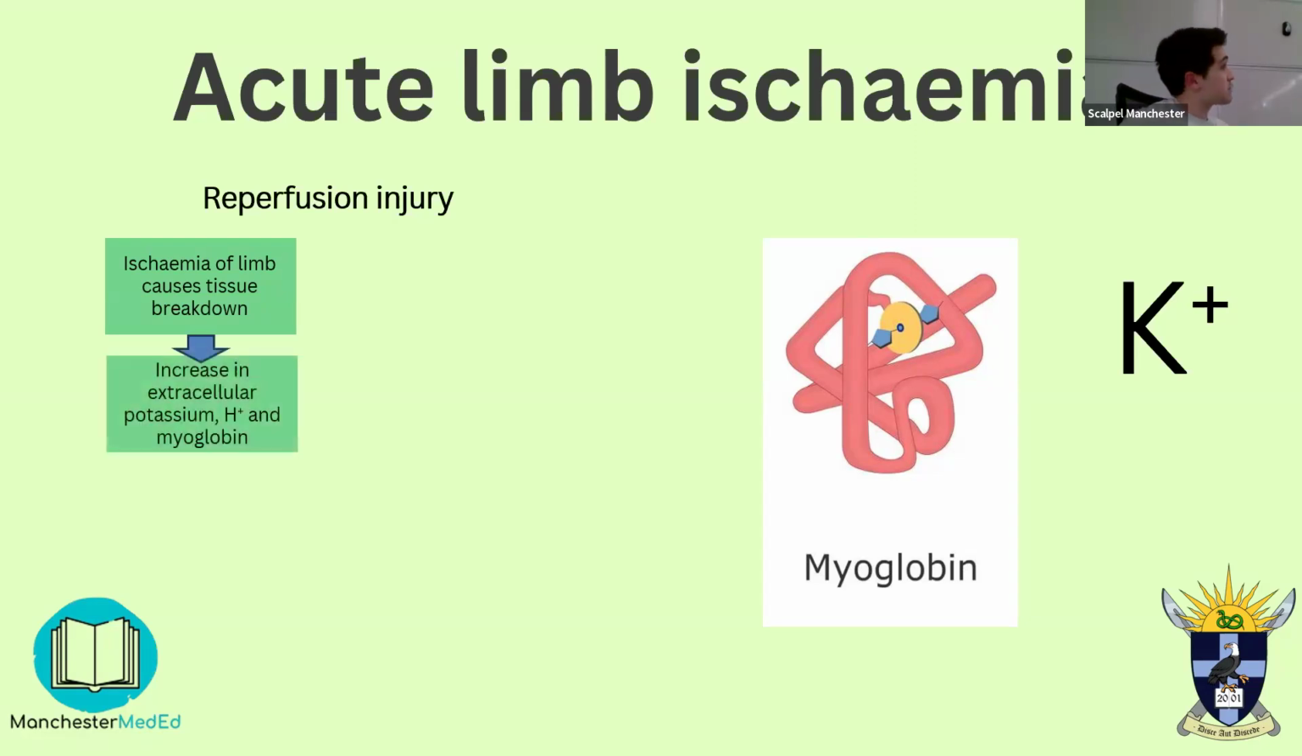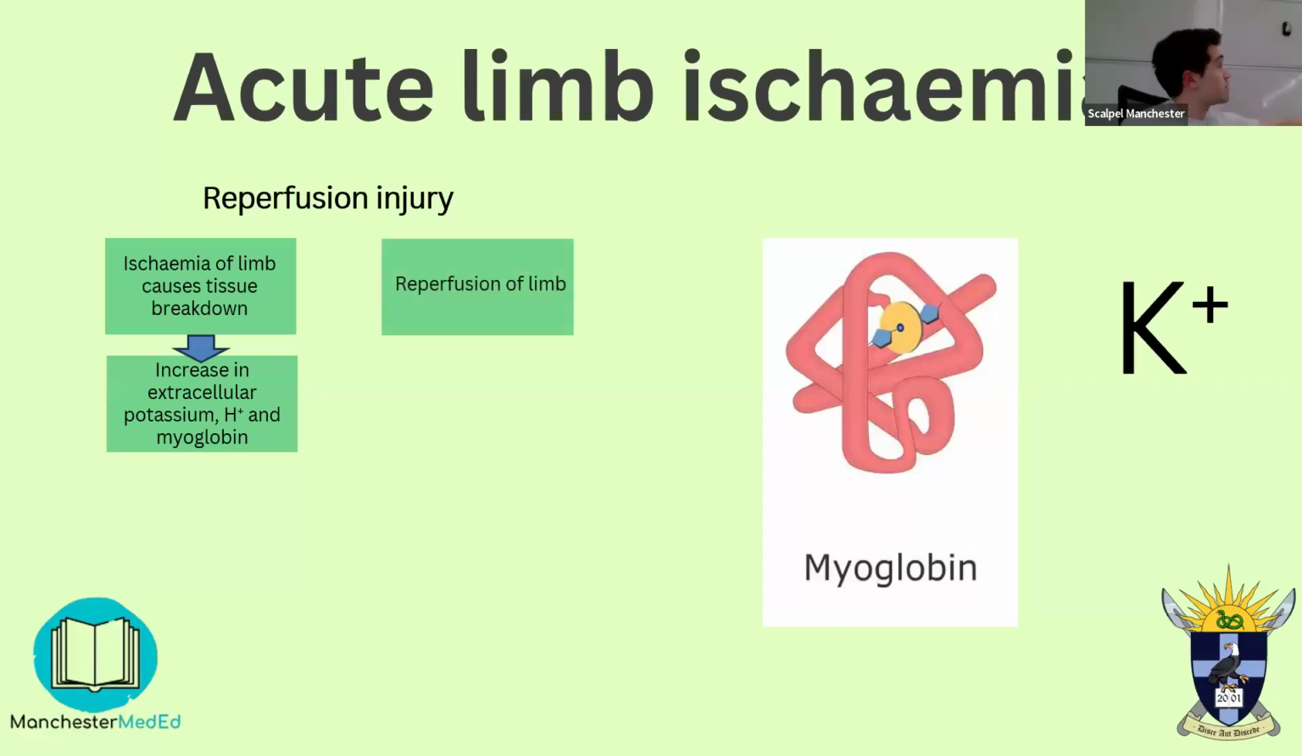When this happens, you get a release of all the intracellular contents into the extracellular space. So this is your potassium ions that are normally held in the cell. This is your hydrogen ions, which are normally in the cell. And this is all the myoglobin, which forms the bulk of the skeletal muscle cells.